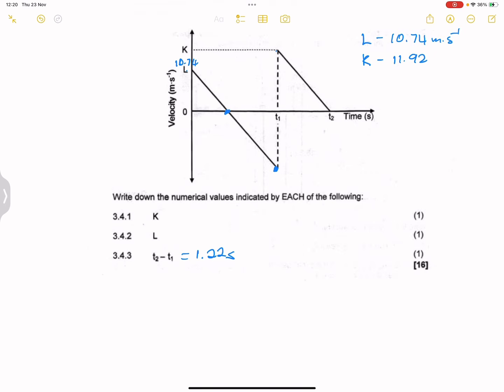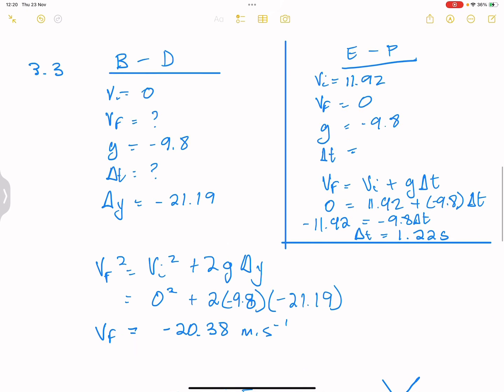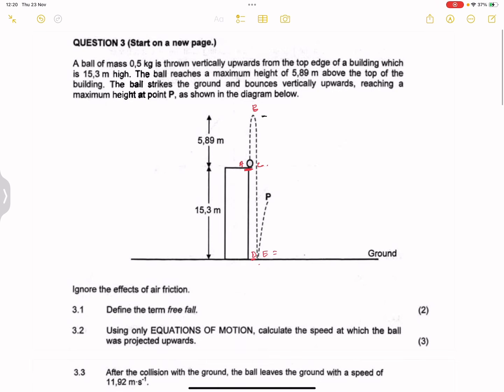All right, so there we go. We've got L, K, as well as T2 minus T1. All right, ladies and gents, that is how the cookie crumbles for this question. I hope that you understood that. We'll continue again with question 4.